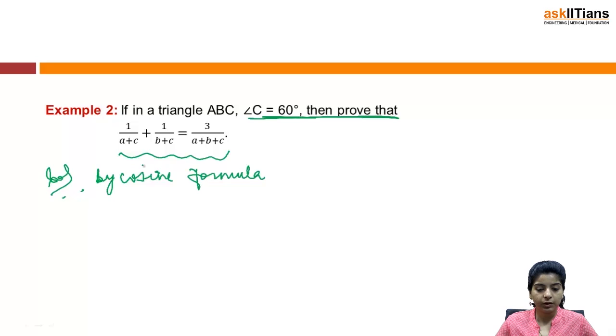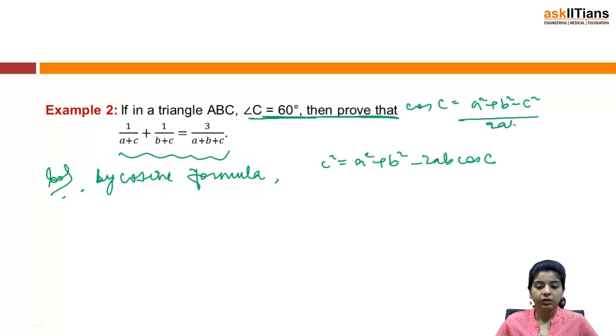By the cosine formula, c² is a² + b² − 2ab cos C. Cos C was (a² + b² − c²)/2ab, so c² becomes a² + b² − 2ab cos C. So c² is a² + b² − 2ab cos 60, and cos 60 is half. So we have it as a² + b² − ab.